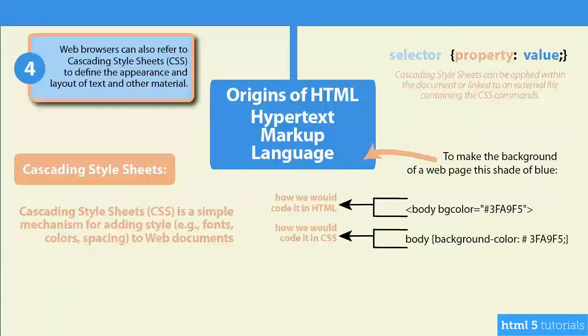Web browsers can also refer to cascading style sheets, or CSS, to define the appearance and layout of text and other materials. Cascading style sheets is a simple mechanism for adding style, such as fonts, color, and spacing to web documents.